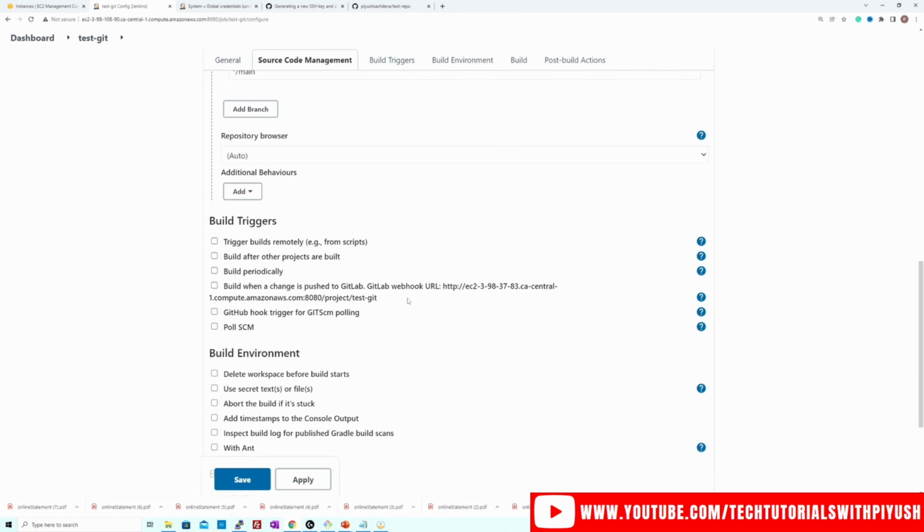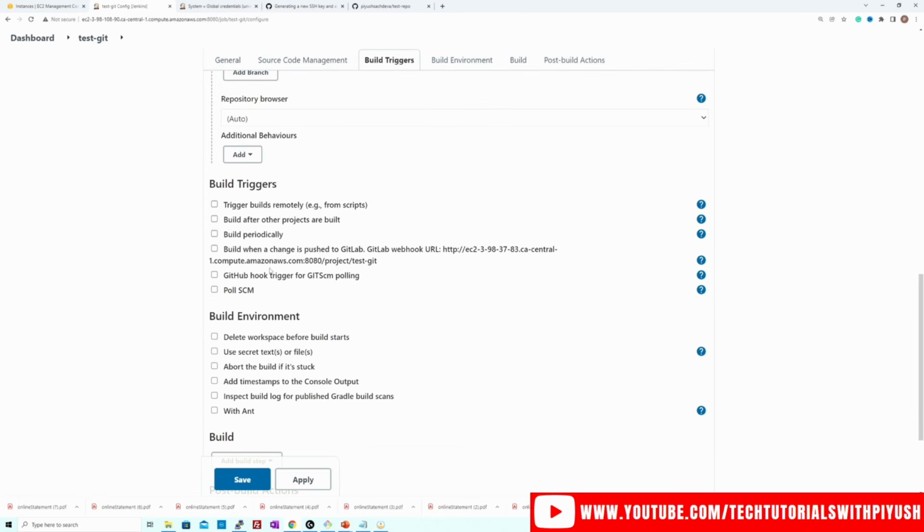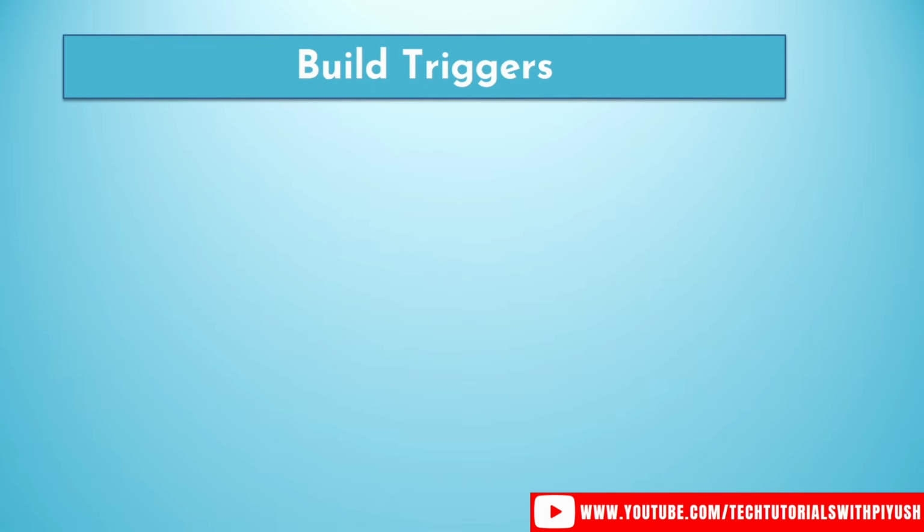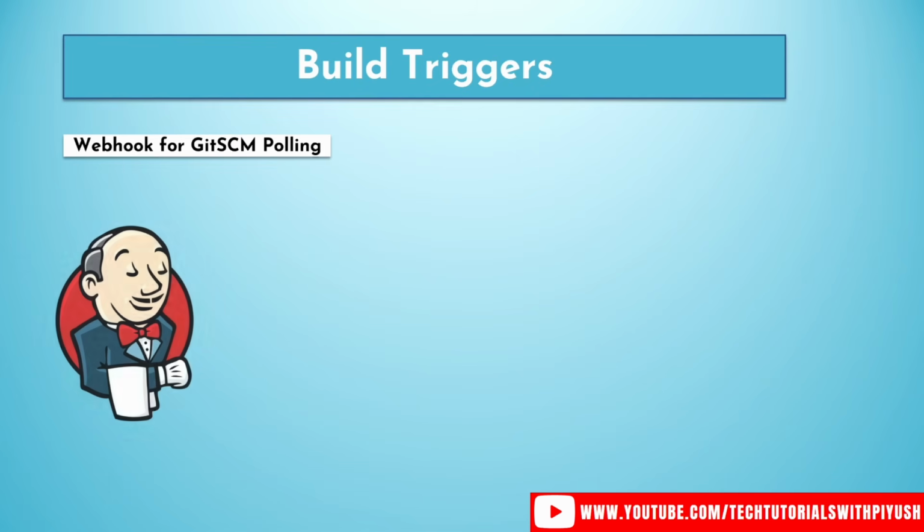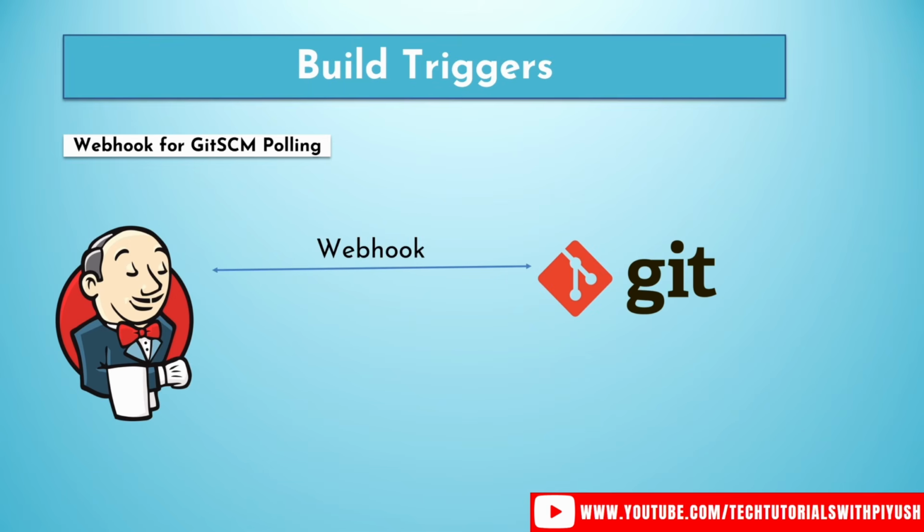Let's uncheck this one and see the other option, which is GitHub webhook trigger for Git SCM polling. Let's see how it works. So let's say you have Jenkins and your GitHub repository. They are connected with each other through a webhook. Whenever a user pushes code to the GitHub repository or generates any event, like deleting something or creating a pull request, or we could choose the events that you want to trigger the job for.